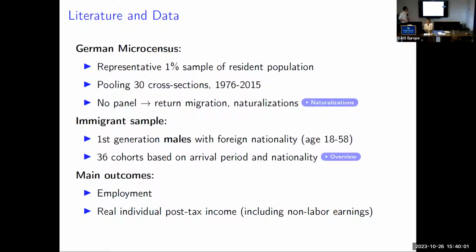In particular, we're going to focus on first generation men who have foreign nationalities. We're going to consider 36 different cohorts, which I'm going to show you in a second, by where they came from and when they arrived. First, I want to show you some evidence on what happens to their employment, what the employment rate of natives was, and what their income was over the time that they spent there.